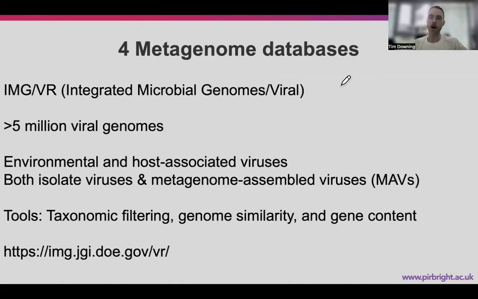There's also the IMG/VR, which is over 5 million viral genomes. Often these are environmental and host-associated ones. They contain both isolated viruses and also metagenome assembled ones. And this database, we're not going to use in the labs, but it does have options to perform taxonomic filtering, genome similarity, and gene content analysis.